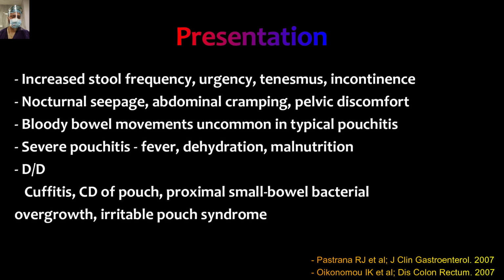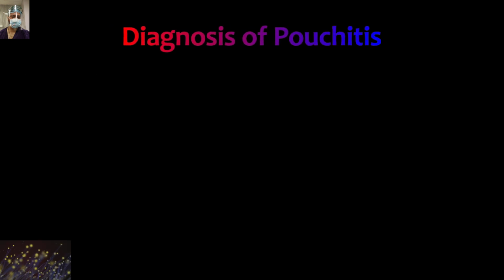The differential diagnosis of this condition includes cuffitis, where a small cuff of rectal mucosa remains behind along the anal canal if you have not gone deep up to the anal canal; Crohn's disease of the pouch; proximal small bowel bacterial overgrowth; or irritable bowel syndrome. These are all differential diagnoses, and we will discuss these entities in the later part of this video or in the subsequent parts.